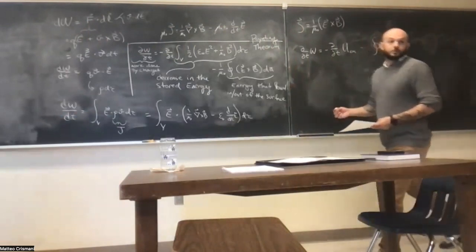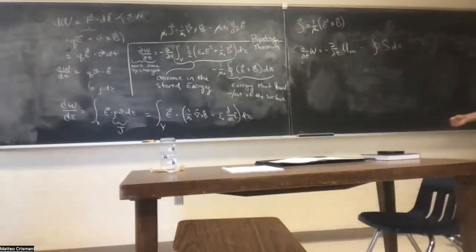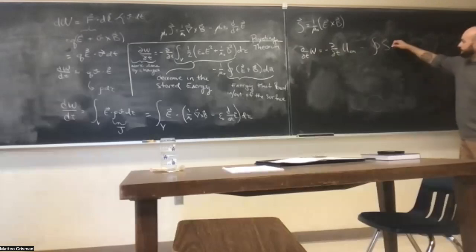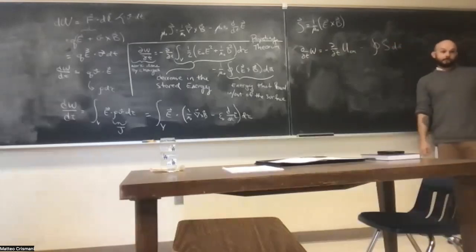So would it not help for us to picture E cross B as like vectors that create an S vector, or like what's the meaning behind the cross?